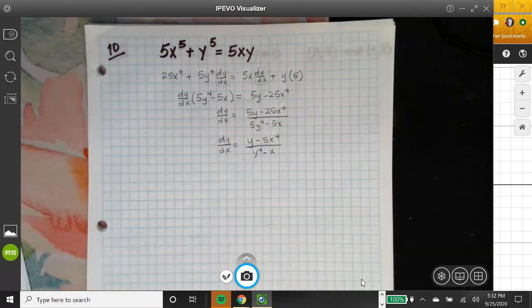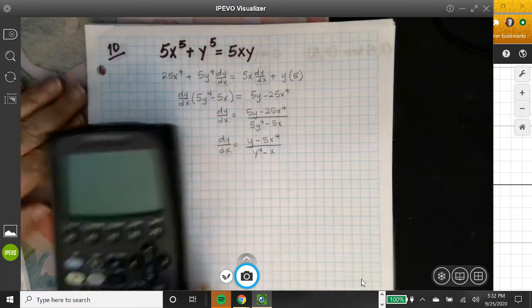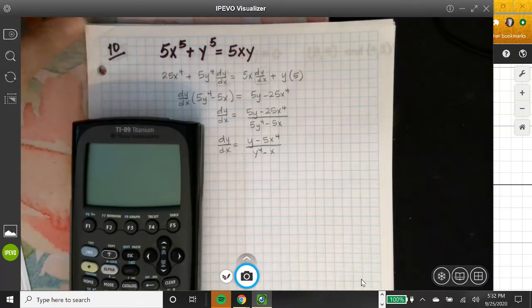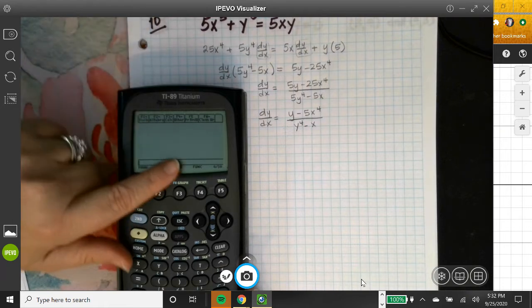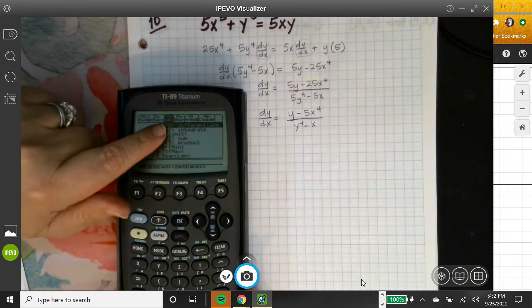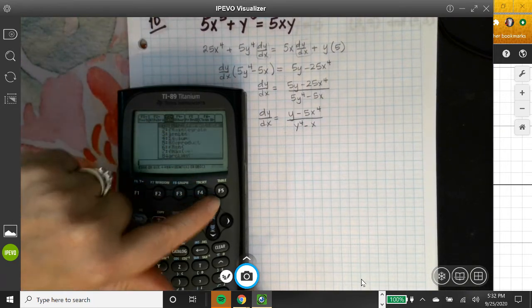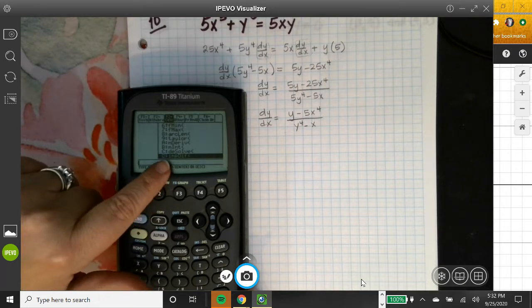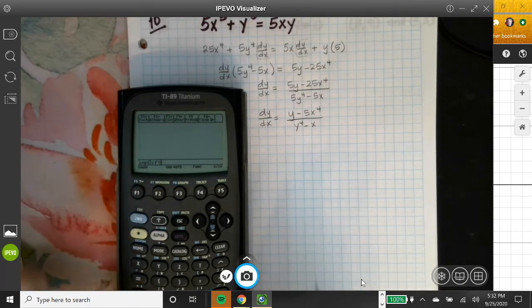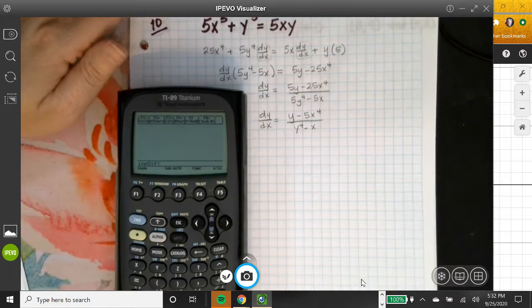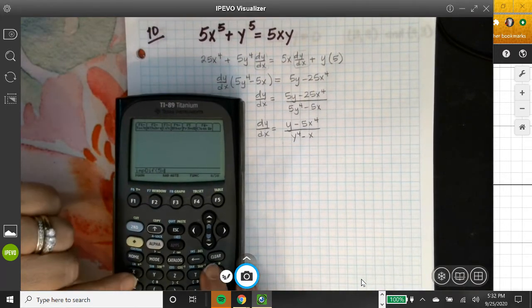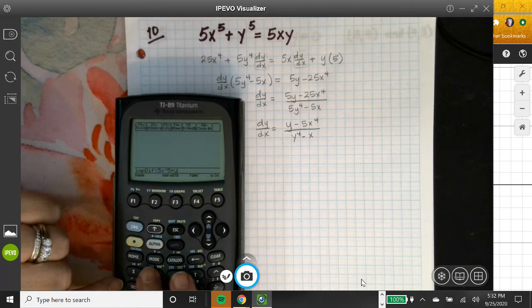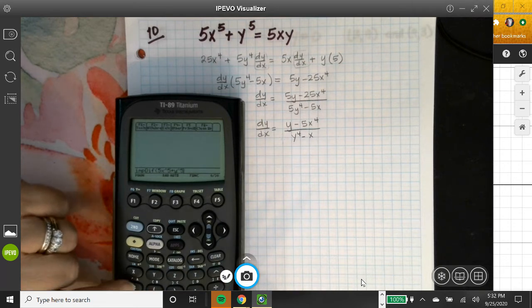Now what's really cool is that we have this incredible machine, the TI-89, that can actually verify whether our answer is correct. So let's see how we do that. We can go to F3, and instead of scrolling all the way down, we can scroll up, and you'll notice the impdiff command here. I'm going to click on that, impdiff, and then we just type in our equation here. I'll put it so we can see it on the screen. It would be 5x to the fifth plus y to the fifth equals 5x.